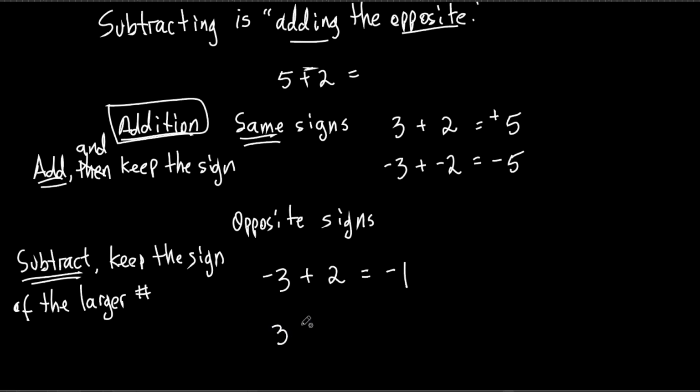Let's go 3 plus negative 2. They're different signs, so what do I do with the two numbers? I subtract them. 3 minus 2 is 1. Now, what sign am I going to use here? It's positive, because 3 is the bigger number, okay? It's positive, so my answer is going to be positive. You technically don't have to put the plus there, but I did just to show you.